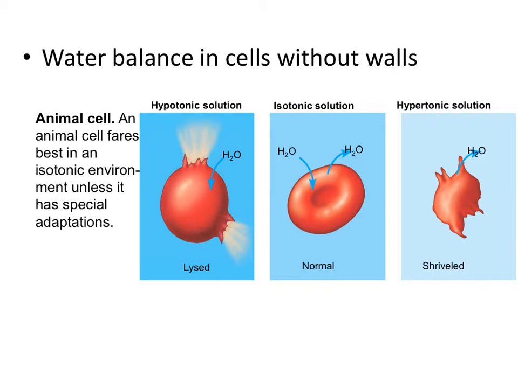So here's a couple of examples of that. If you put an animal cell, remember animal cells, they have cell membranes, but they don't have cell walls. They're just being held together by that membrane. If you put a cell which has lots of stuff in it, lots of solute, in a hypotonic solution, if you put it in pure water, then the water will rush into the cell. It tries to dilute all that solute, tries to diffuse in, and the cell bursts.